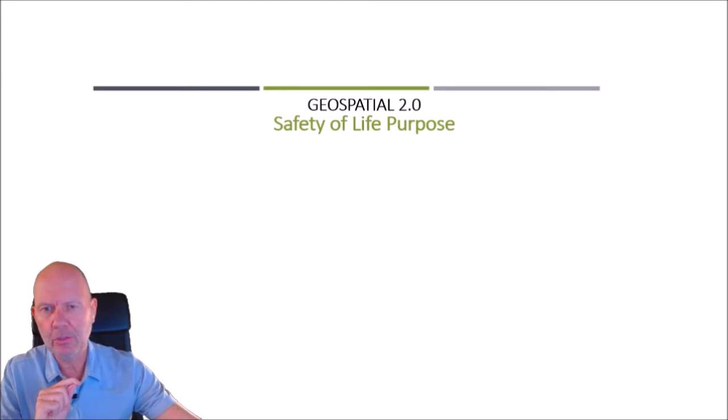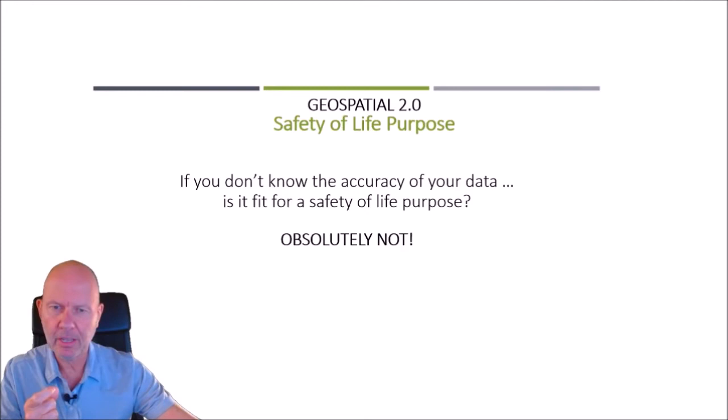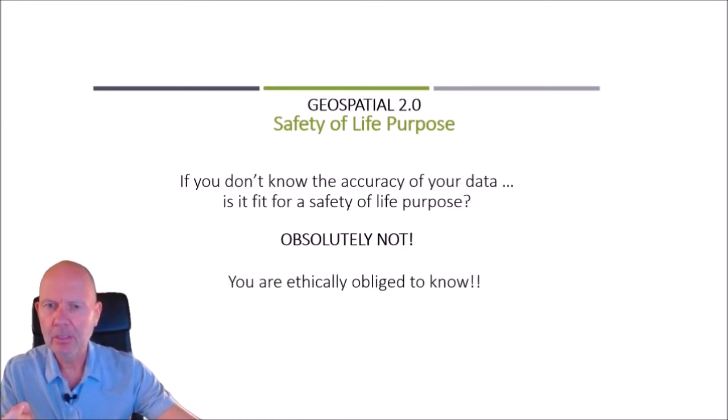So let's talk about a specific use case, safety of life purpose. If we don't know the accuracy of our data, is it fit for a safety of life purpose? Question. The obvious answer to that is absolutely not. In fact, you're ethically obliged to know the accuracy of your data. If there are lives at stake with the data that's being used and you don't know the accuracy of it, you're ethically obliged to not use that data, or at least if you're going to use it, to know how accurate it is.